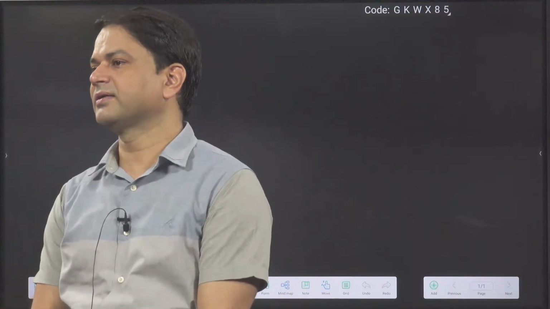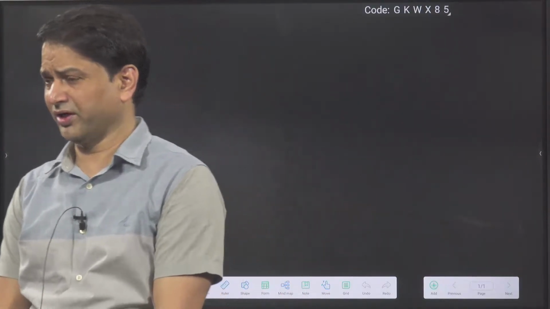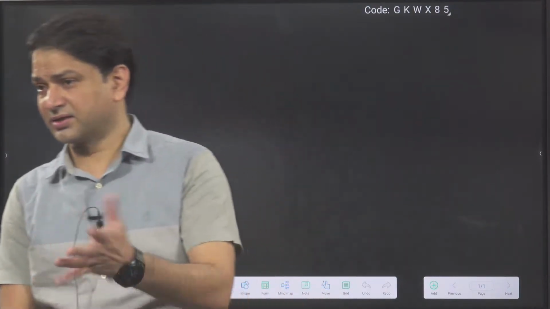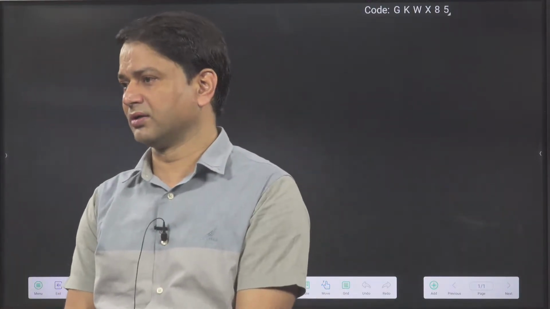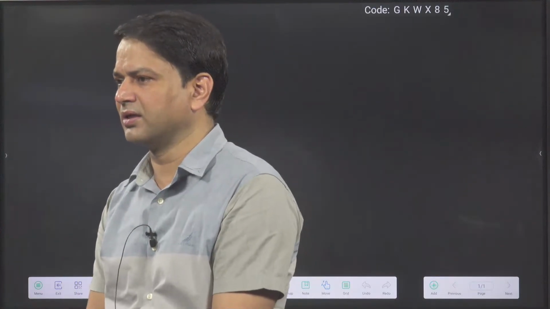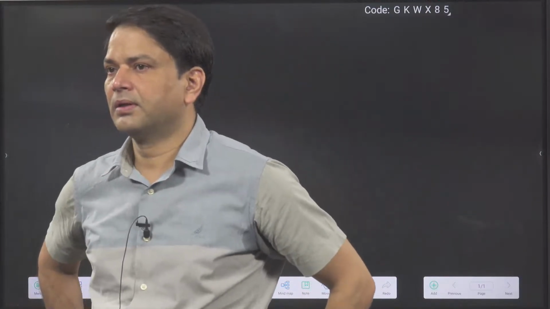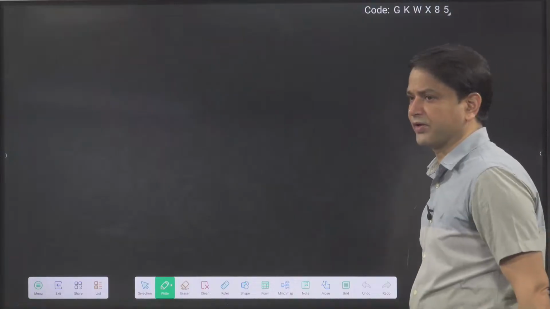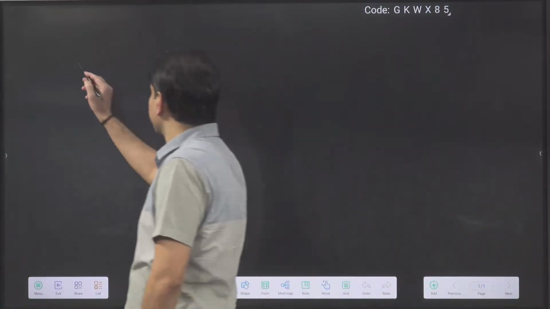So I started significant figures and I think I completed all the rules. In the last one I discussed change of unit: when we are changing the unit, the number of significant figures should not change. I think that was the last point I discussed. Yes or no? Okay. Now we will discuss significant figures in mathematical operations.